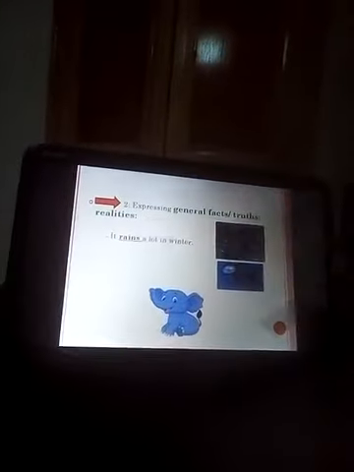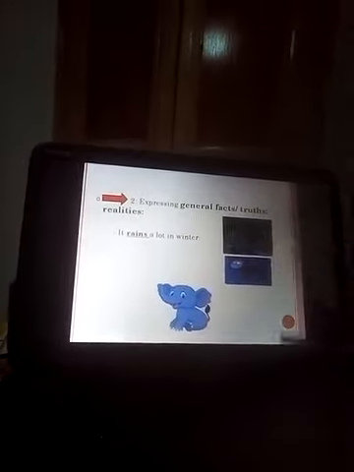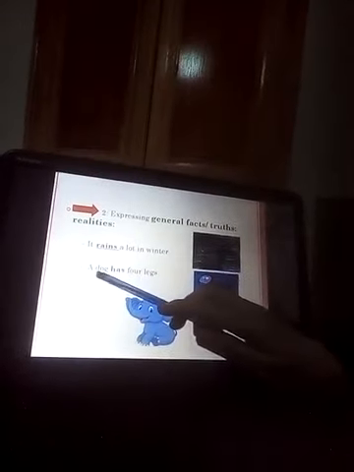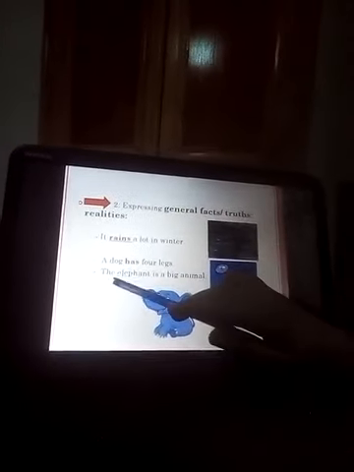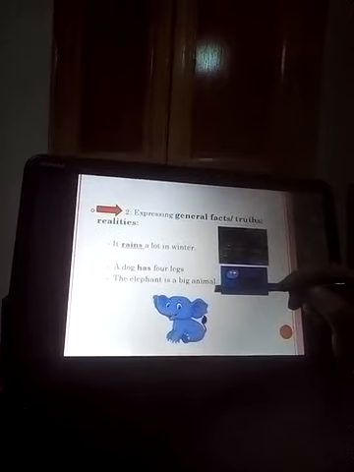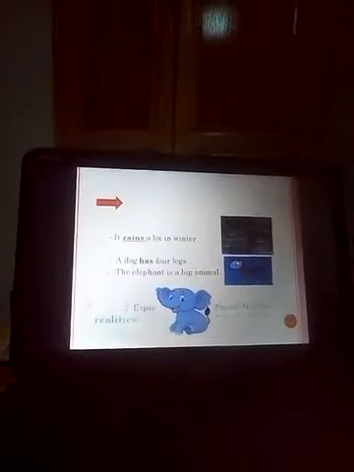So this is the use of the simple present tense. First, when an action is repeated. When we have a repeated action, we use the simple present tense. Second, when we have general facts or realities, truths, general facts. For example, it rains a lot in winter. A dog has 4 legs. The elephant is a big animal. So it's a general truth. It's a reality. So we use the simple present. It's a general truth. Okay?